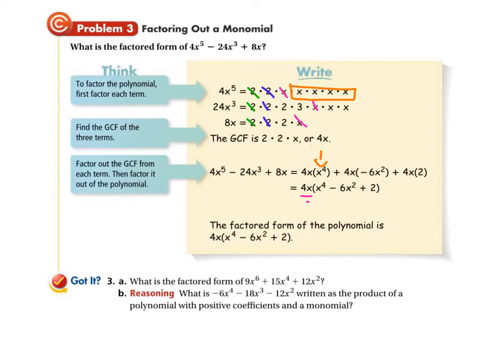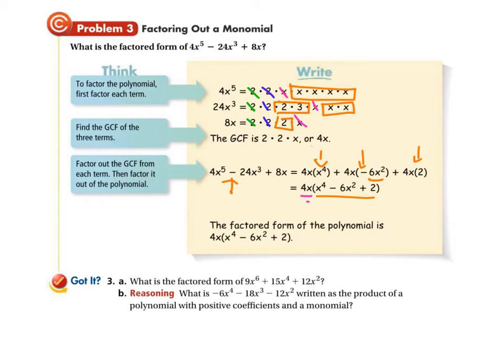Okay. For here, you've got these pieces right here for the coefficient, and here's the variable. 2 times 3 is 6. x times x is x squared. 6x squared. Okay? But that was subtraction, so that negative has to stay there as well. Okay? And here, what's left from this 8x when you divide out 4x, it's just the 2, and it's right there. Okay? So you get 4x times this whole trinomial.